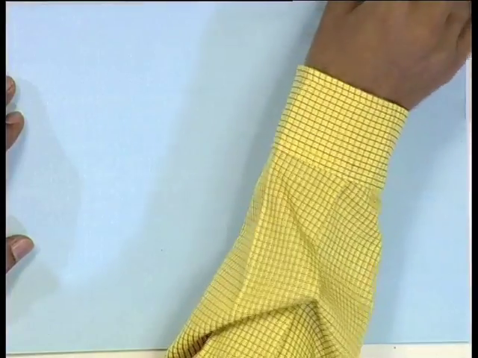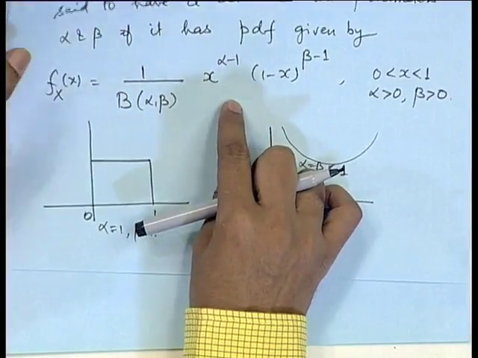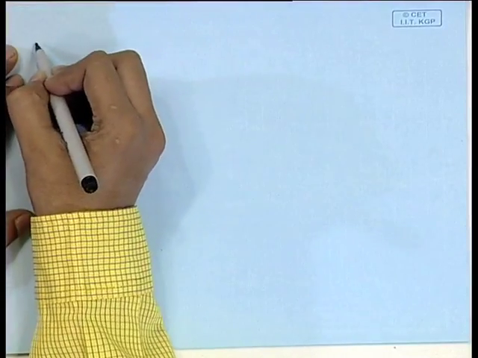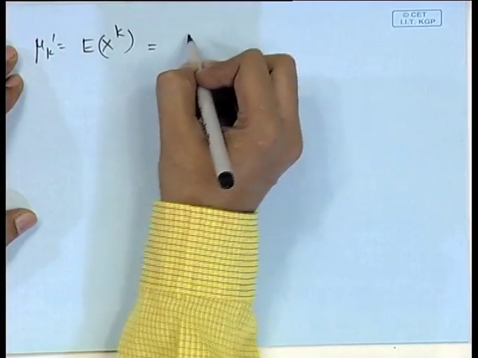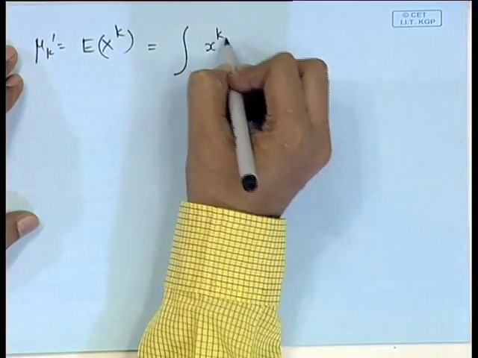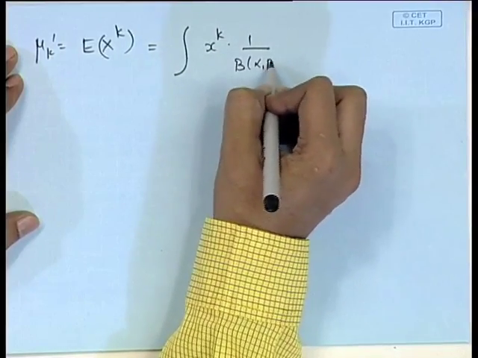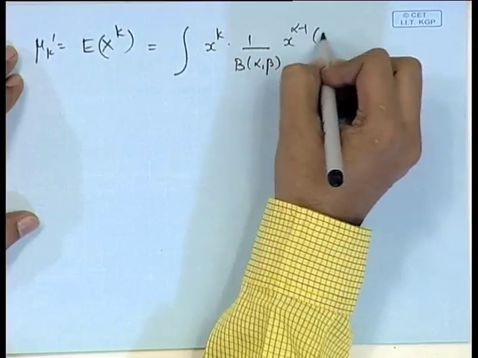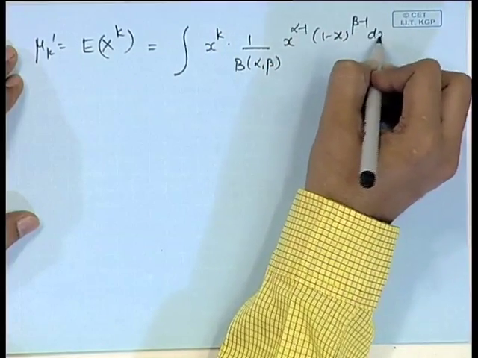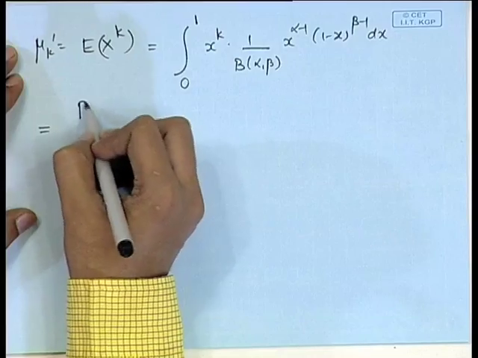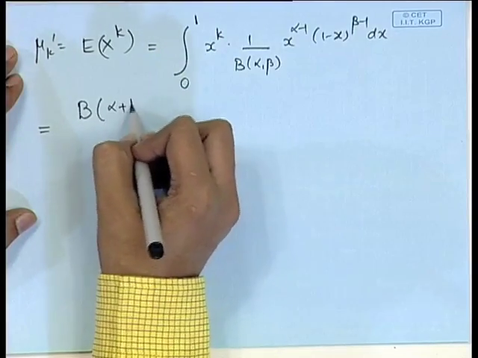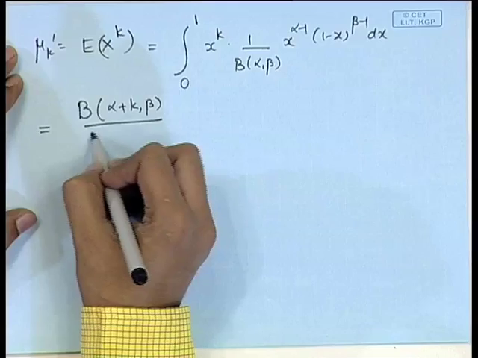We can look at the moments of this distribution. Since it is over a finite range, it is clear that the moments of all orders will exist. If we consider the expectation of x to the power k, this is equal to the integral of x to the power k times 1 by beta(alpha, beta) times x to the power alpha minus 1 times (1 minus x) to the power beta minus 1 dx from 0 to 1. So, this is nothing but the beta function beta(alpha plus k, beta) divided by beta(alpha, beta).